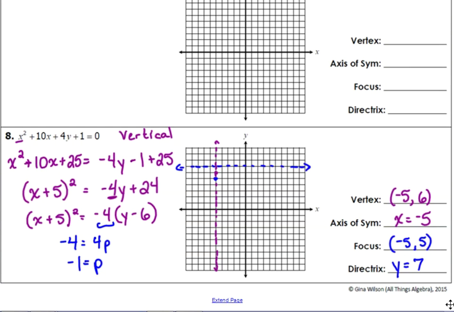This one's going to be a wider parabola because our focus and directrix are so close to the vertex. So the closer they are, the wider your parabola is going to be. The further away they are, the more narrow you're going to be. Any questions about how I came up with any of that information?